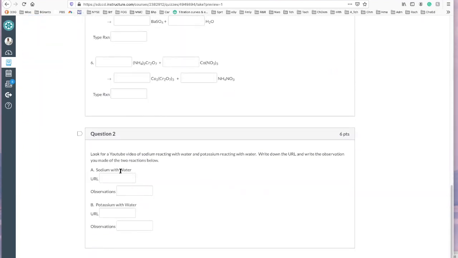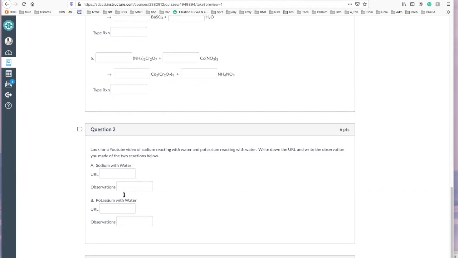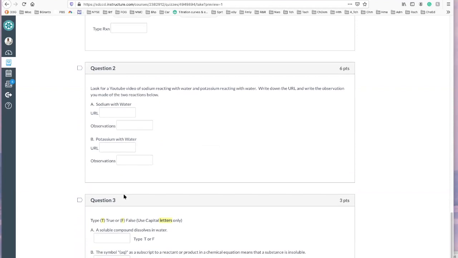Then this right here, you guys are going to go to the internet, look up a video on sodium reacting with water and potassium reacting with water. Copy and paste the URL here, and then write a sentence or two of what you observe, okay? That one I have to grade by hand.